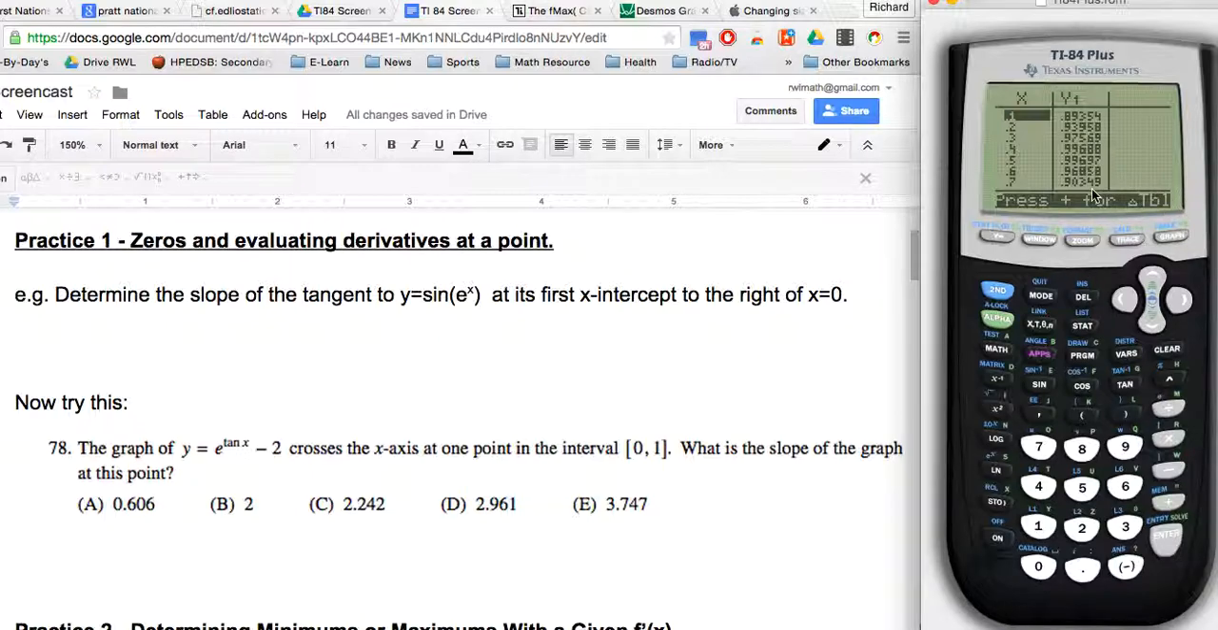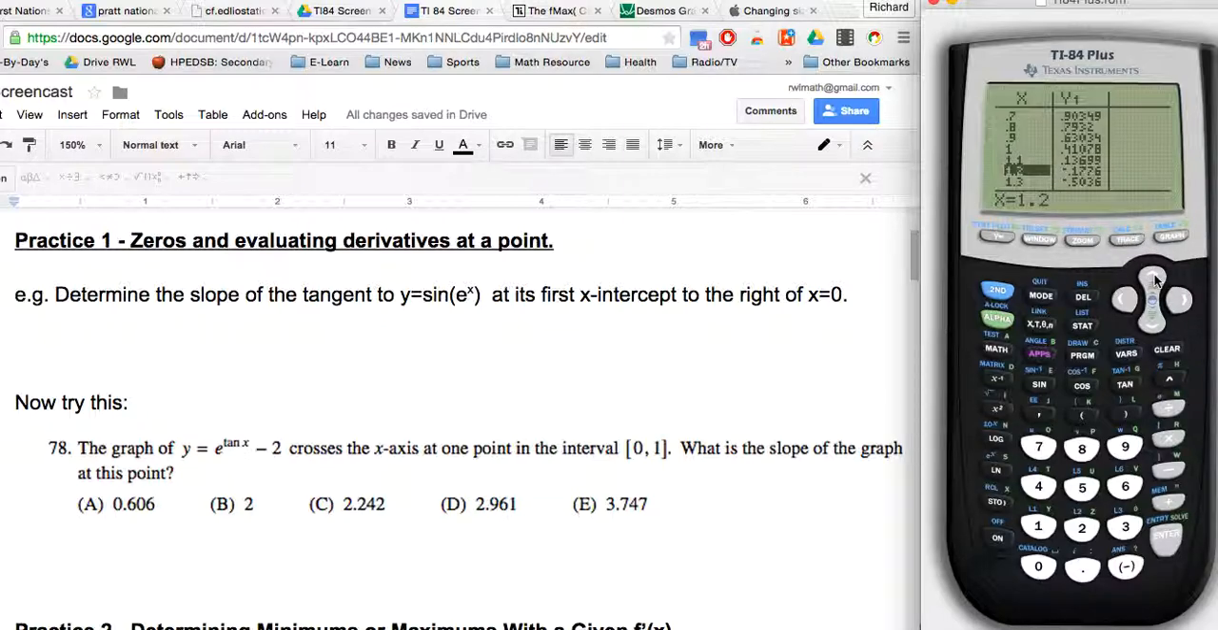And what I'm looking for is an x-intercept, so I need to get a y value of 0. So I go down and go down. The function's getting closer and closer. So I see the sign has changed between 1.1 and 1.2, from positive to negative.